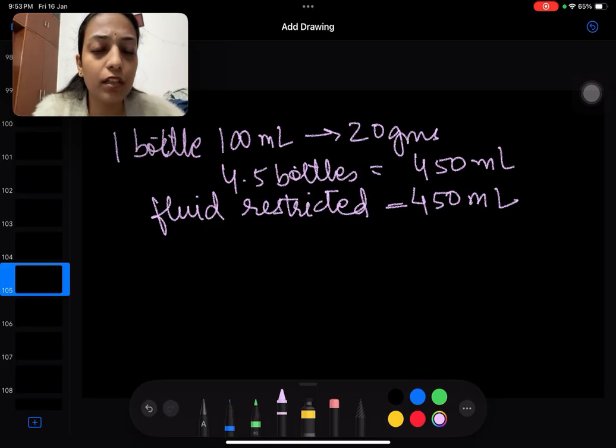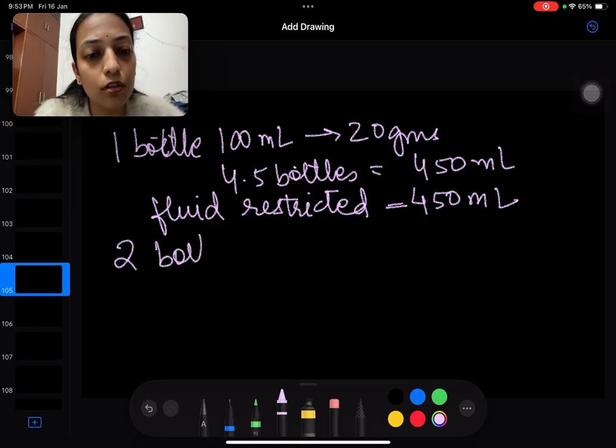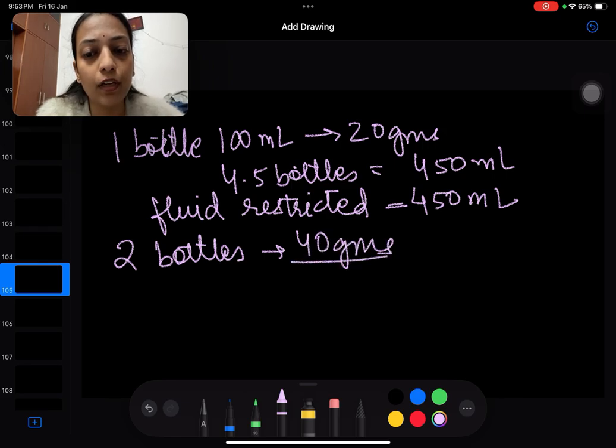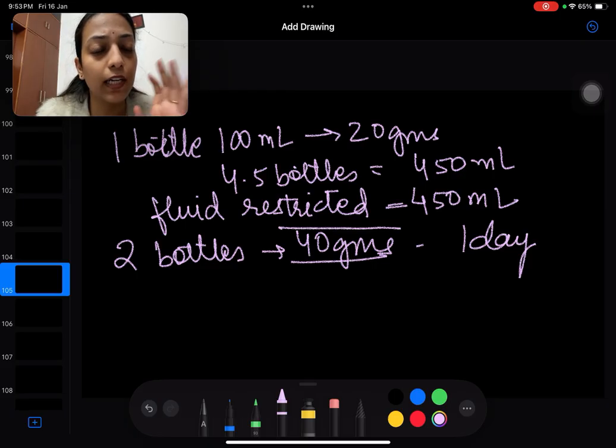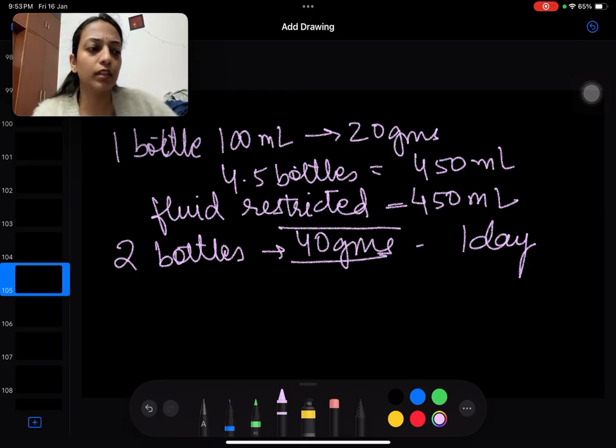What I have observed here in our ER, we give maximum 2 bottles, which means maximum 40 grams of albumin in a day, in one day. That is all. Not more than that. Never, ever. Not more than that.